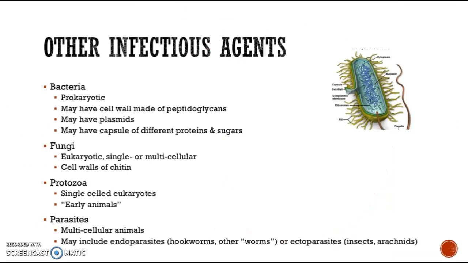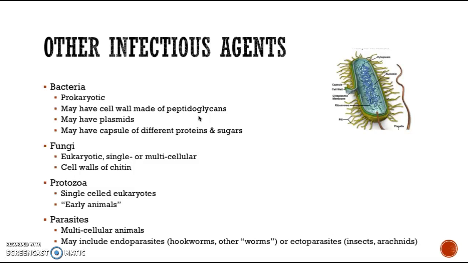Okay, so not only should we be thinking about viruses, but also other infectious agents. I'm mentioning this only because for immunology, it's going to be important to know that bacteria, fungi, protozoans, and parasites are different than our cells. I know that makes sense. It's like obvious, right? But for bacteria, we remember they're prokaryotic. They're going to have cell walls, potentially made of peptidoglycans. They can potentially have plasmids, and they might have a capsule. And that capsule is going to have all kinds of different proteins and sugars on it.